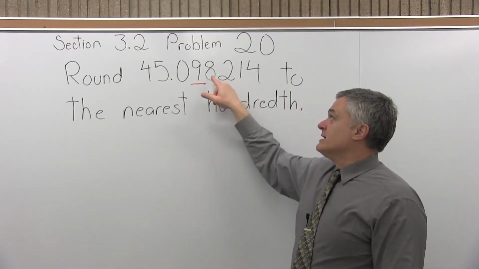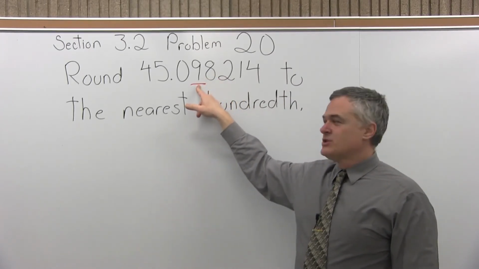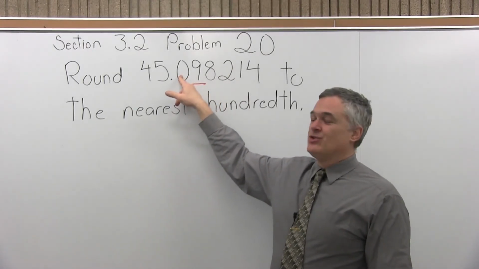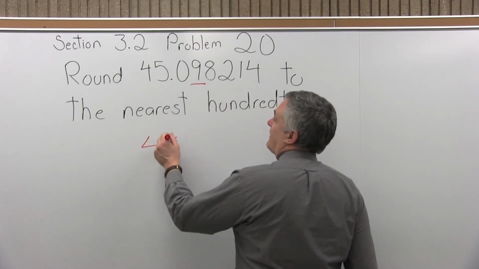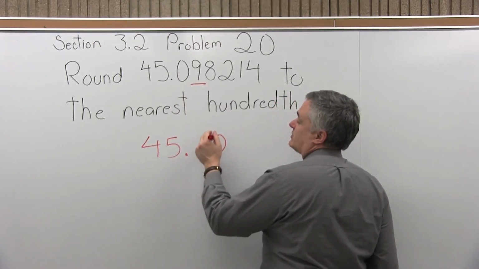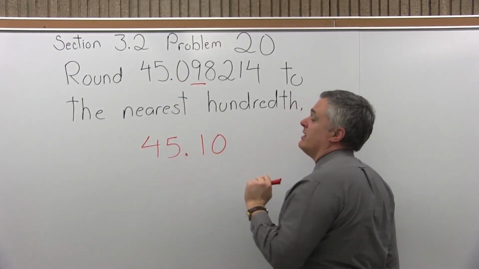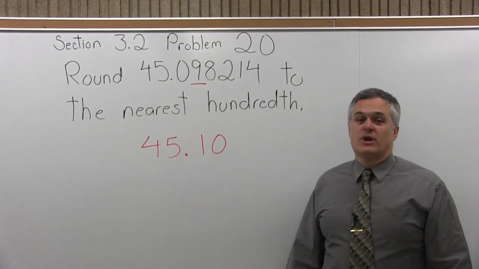Now, we do have one that's big enough to bump it up, but 9 is as big as it goes. So what we have to do involves the next digit to the left. So it'll be 45 point, so if the 9 bumps up, it goes to a 0, and then the 0 is 0 plus 1 more. Rounded to the nearest hundredth is 45.10.